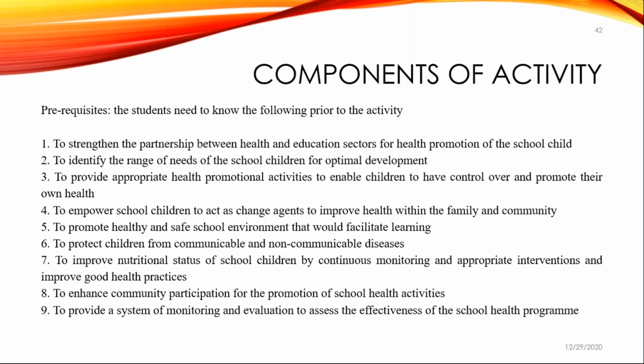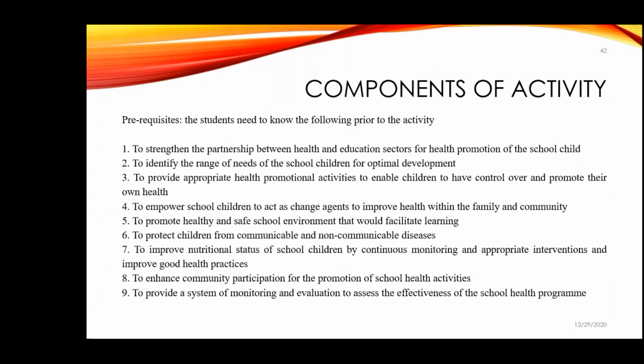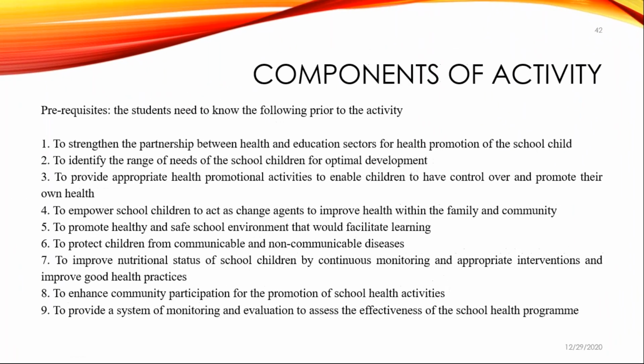So coming to the components of the activity, we'll be having it under various headings like the prerequisites, the criteria for successful completion, and the assignment section. The first part is the prerequisite. For the prerequisites, the students by then should have a prior knowledge on how health and education sectors can work for health promotion of the school child. They need to identify the range of needs of the school children for optimal development so that the school children can be empowered and act as agents to improve health within the family and community.